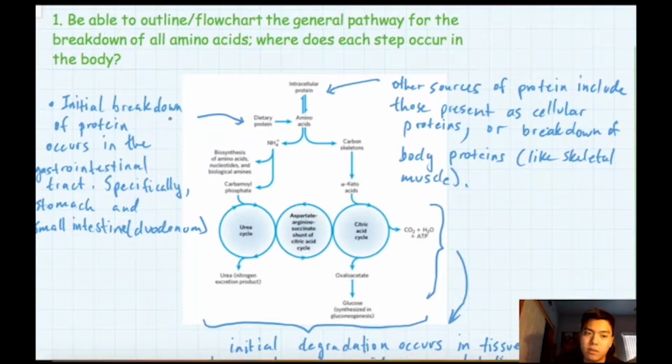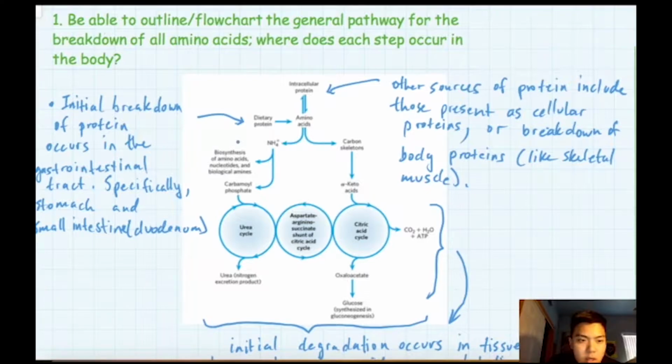So the first objective is be able to outline/flowchart the general pathway for the breakdown of all amino acids and where does each step occur in the body. And so there's three major sources where amino acids can come from. It can come from our diet, it can come from breakdown of our muscle, and it can come from other tissues apart from the liver where amino acid is abundant and is not being used, so where it's in excess.